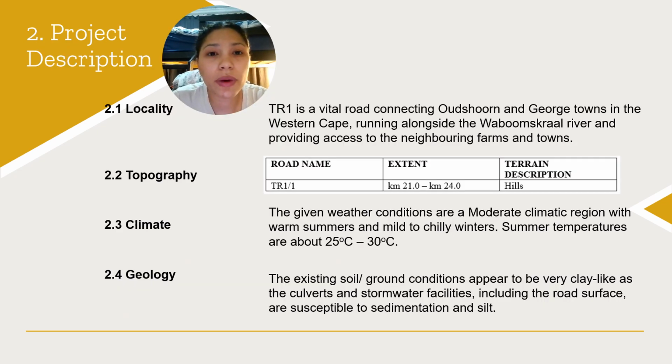So Trunk Road 1 is a vital road between the Oudtshoorn and George areas, as this provides access to all the neighboring farms and towns. The terrain or topography within this area is quite hilly. It also has a moderate to dry climate region, so temperatures on average ranging between 25 and 30 degrees.